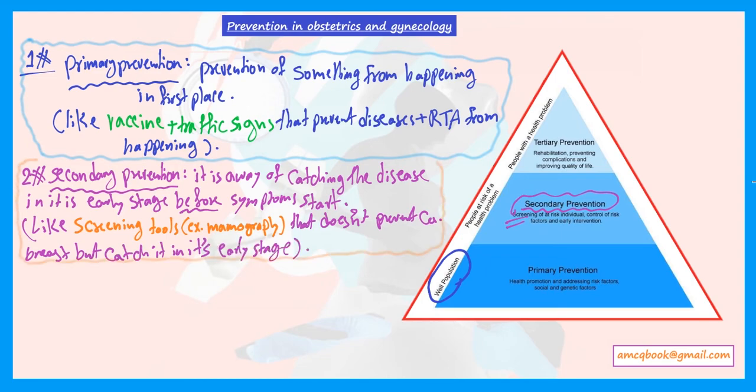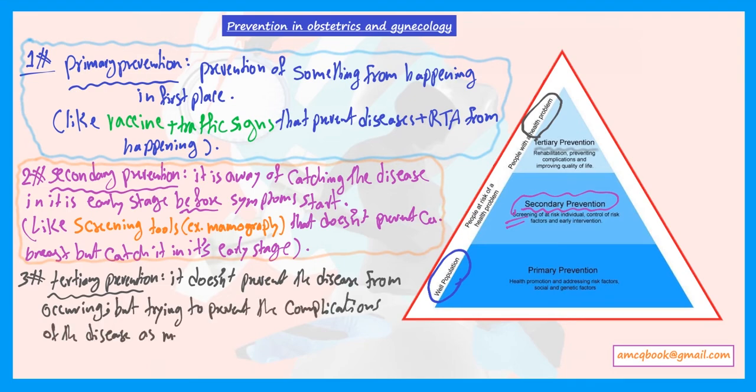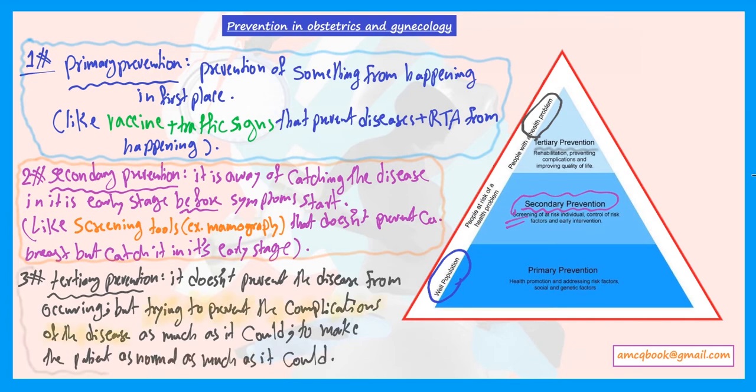Okay? And finally, tertiary prevention. Tertiary prevention does not prevent the disease from happening or from occurring, but tries to prevent the complications of that disease as much as it could, to make the life of the patient as normal as it could be. So primary prevention focuses on the well population, and the best example is vaccines. Secondary prevention focuses on the population at high risk of a certain disease, and the best example is mammography, screening tools. And finally, tertiary prevention focuses on preventing the complications of a certain disease from occurring. So that's all related to this.